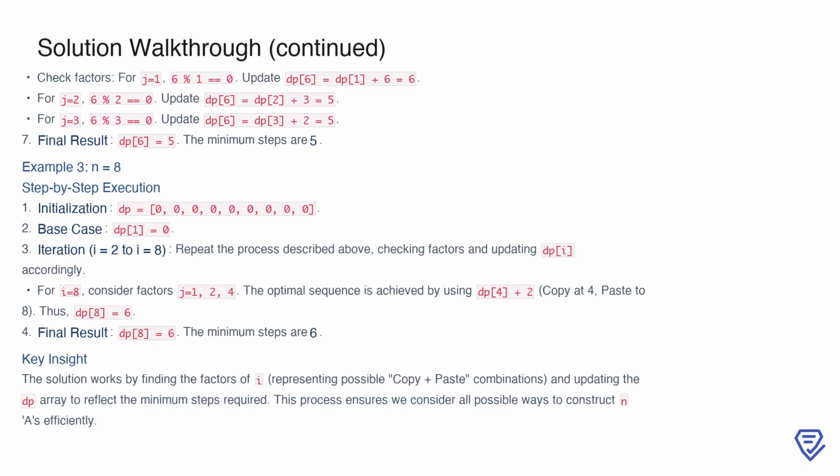Now, for the case where n equals 8, we initialize the DP array as 0, 0, 0, 0, 0, 0, 0, 0, 0, and follow the same process. After iterating through each number from i equals 2 to i equals 8 and checking all possible factors, we find that the optimal sequence for i equals 8 involves utilizing the factor 4. Specifically, we use the value at DP[4] and add 2 steps for a copy and paste, resulting in DP[8] equals 6. The key insight here is that the solution relies on finding the factors of i and using those to determine the optimal combination of copy all and paste operations. By iteratively updating the DP array, we ensure that we find the most efficient way to achieve exactly n A's.